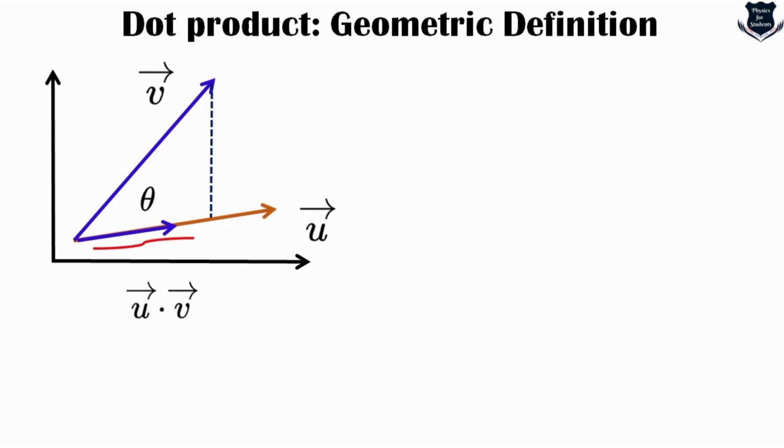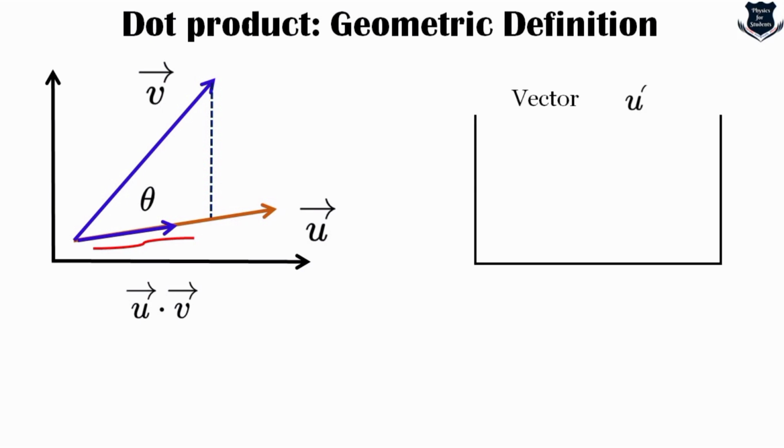So the dot product is a measure of how much vectors are aligned. So if you have two vectors, u and v, the dot product between these two would give the length of the vector along the vector u. I repeat, it is the length of the vector along the vector u, which is also called the projection of u.